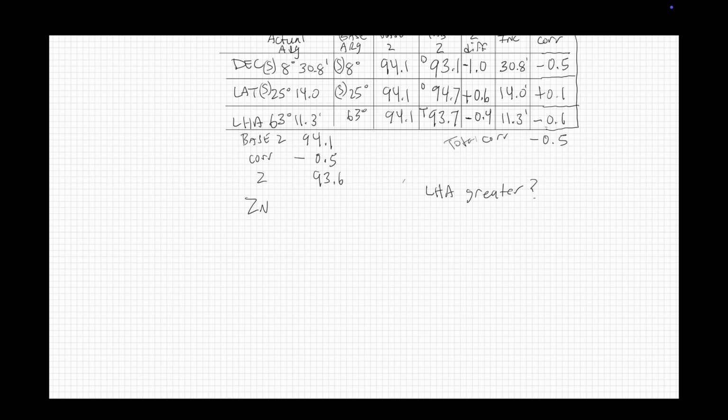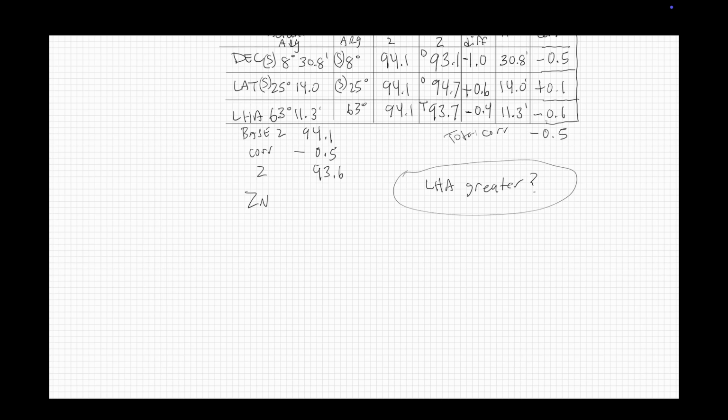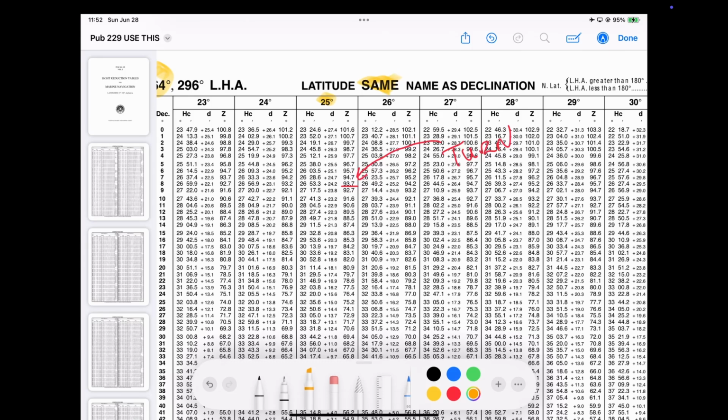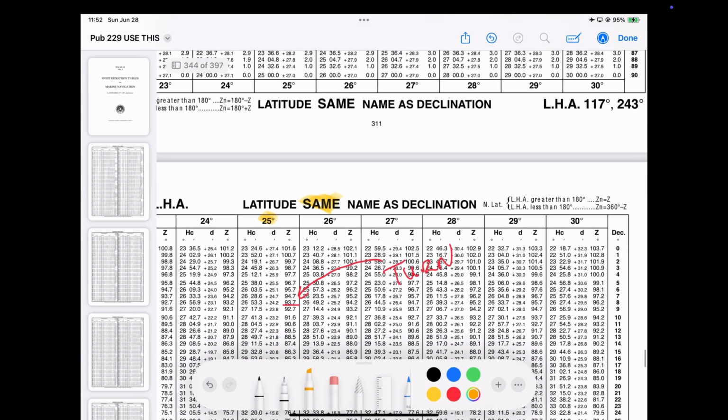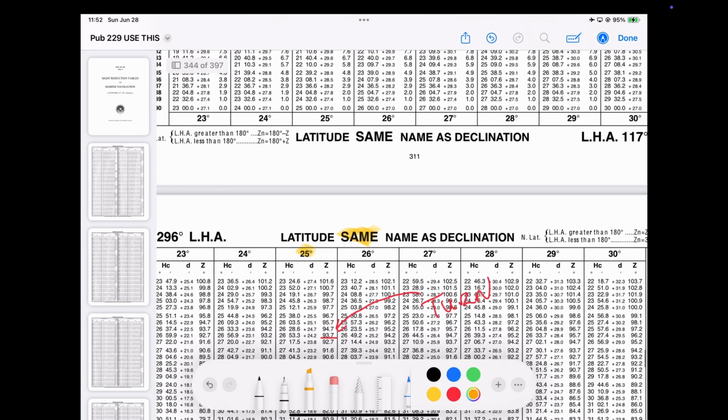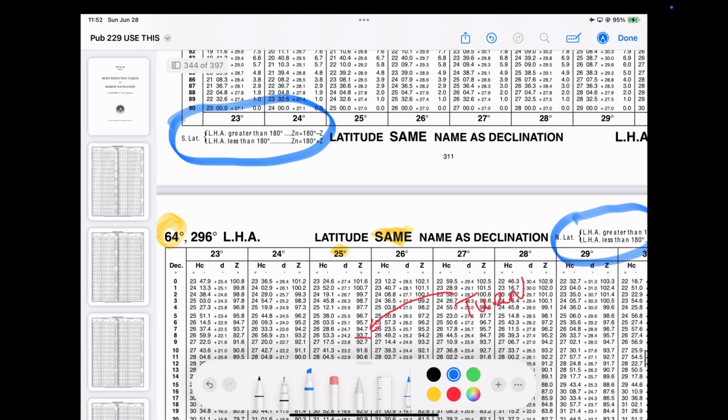And then right here, LHA greater. I always ask myself that question. Let's go over to the Pub 229 and look at our set of rules. Like I told you before, at the top and bottom of pages, you have a set of rules. In this instance, we have south latitude, so we're going to use this set of rules. It says LHA greater than 180 degrees, Zn equals 180 degrees minus Z. LHA less than 180 degrees, Zn equals 180 degrees plus Z.